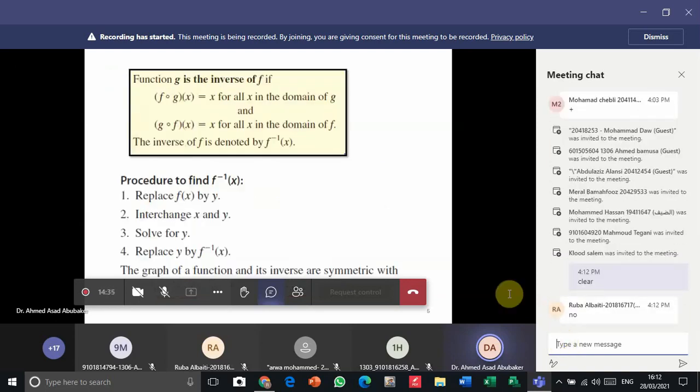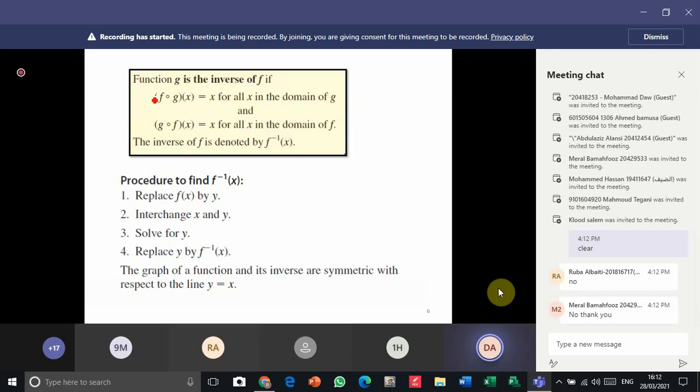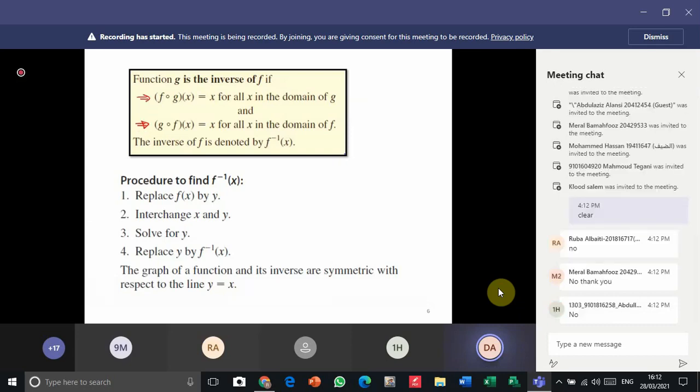Okay. Now, we already studied the composition function. When we study the functions, we already studied the composition function. F composite G means what? F, and we need to substitute G of X in F. But G composite F, we need to substitute F of X in the function G.